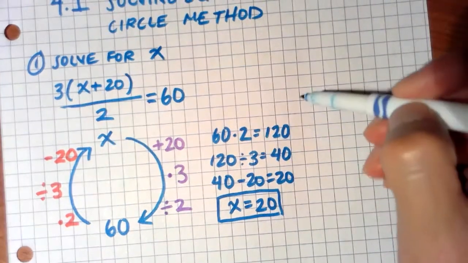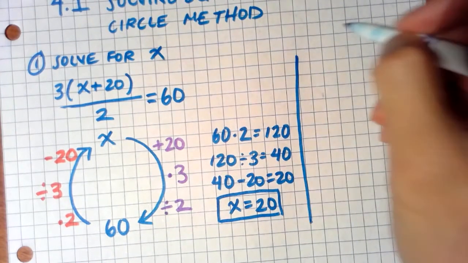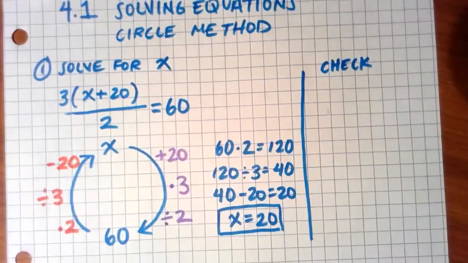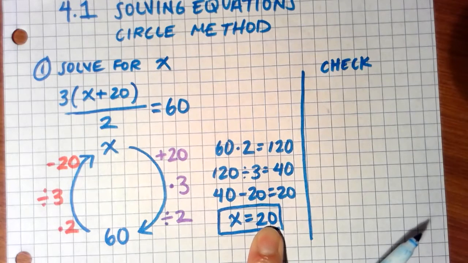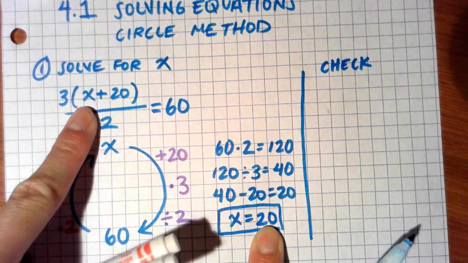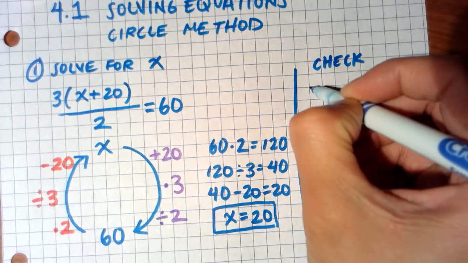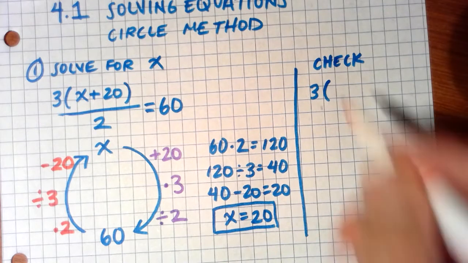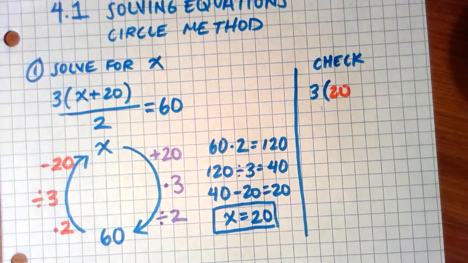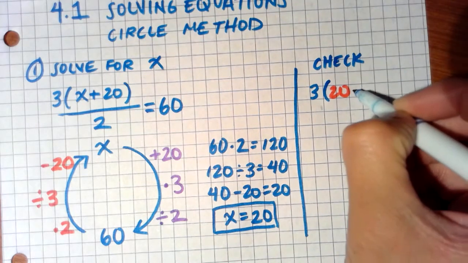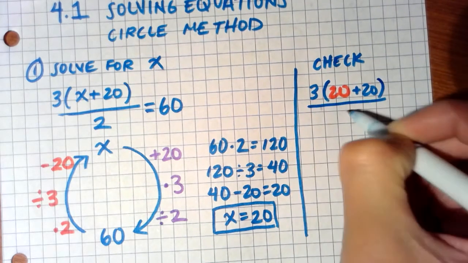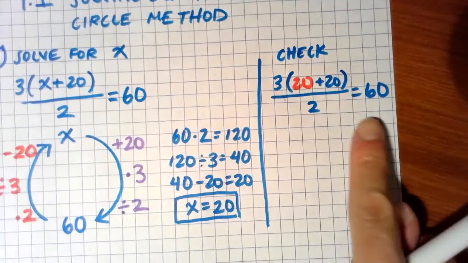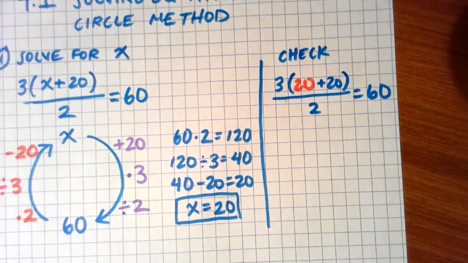How can we check our answer to make sure that that's correct? I'm going to substitute in 20 for x in the original equation. So it would be 3 times, and then I'm substituting in 20 for x. So I have 20 instead of x. And then I write the rest of the equation, plus 20, all of that divided by 2 is equal to 60. Now I'm going to simplify the rest of this equation and see if I get a true statement.